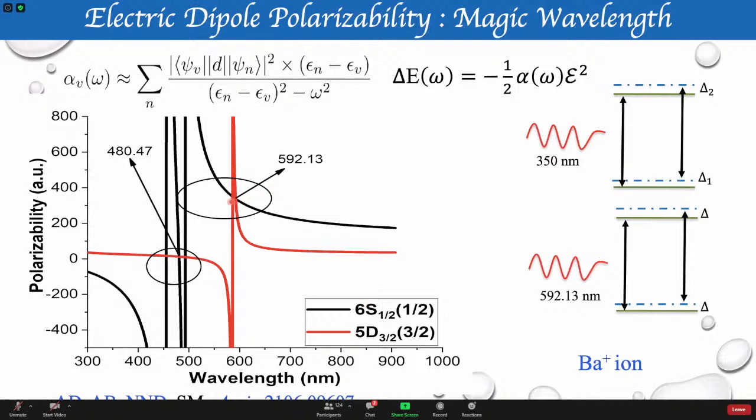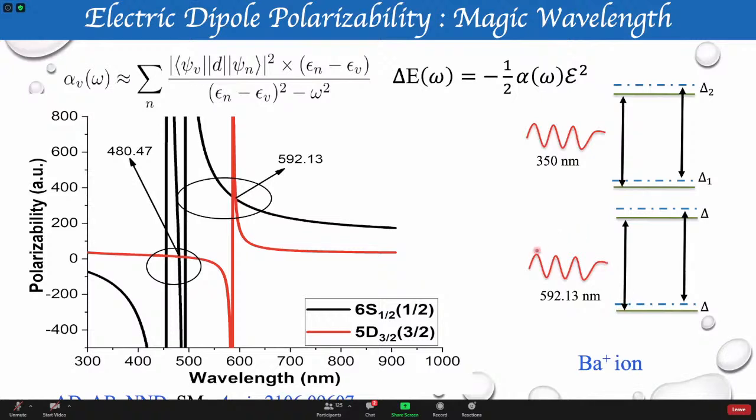So wherever these two profiles cross, like this one and that one, those are the two positions where the alpha values, that is the polarizability values, of the two states match. Since both of the orbitals get the same intensity, the alpha value matching decides that whatever Stark shift happened, the first state and the second state will be the same. So if you do the experiment using this kind of wavelength like 592, where the polarizability gets cancelled and the differential polarizability goes to 0, then this transition will be insensitive to the light.